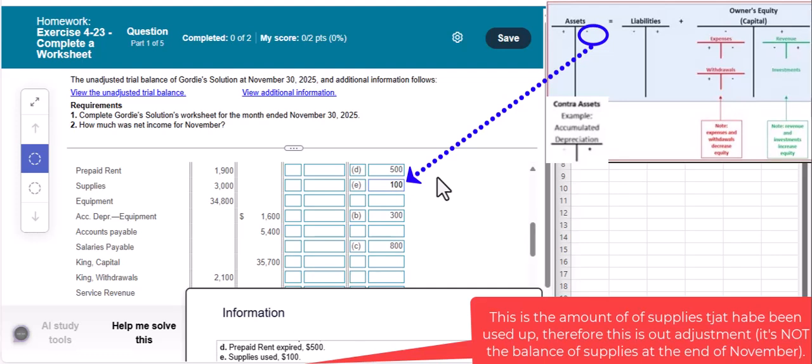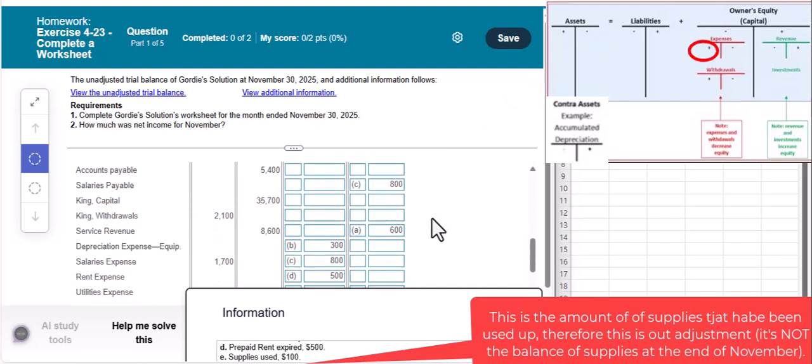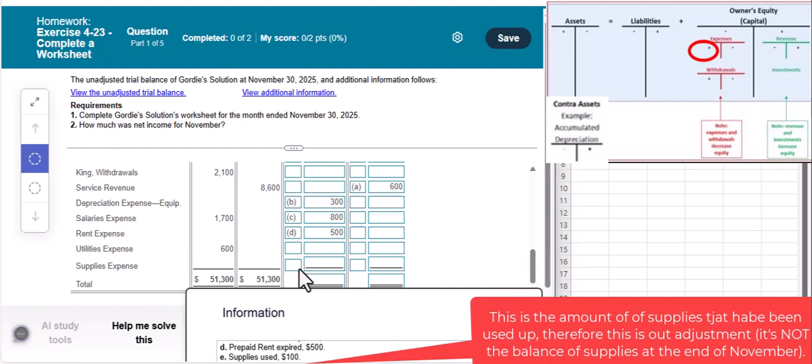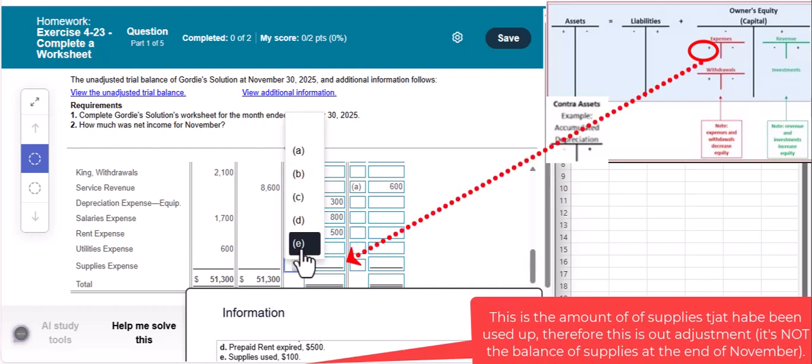So then we also need to increase the expense account that shows that we use these supplies, and that's going to be another $100 adjustment to the supplies expense, a debit. So I'll put E, supplies expense of 100, and again we are debiting that because in order to increase an expense we need to debit it.